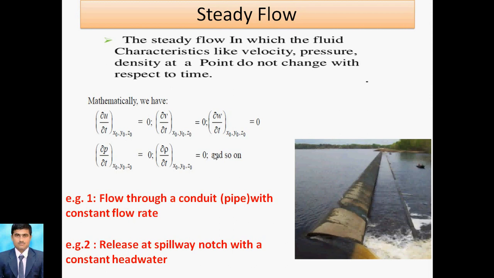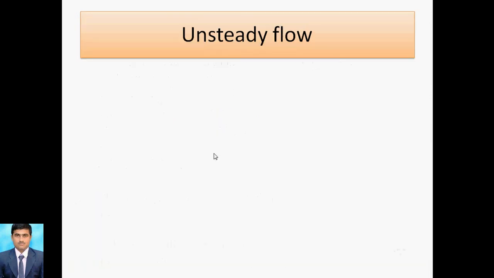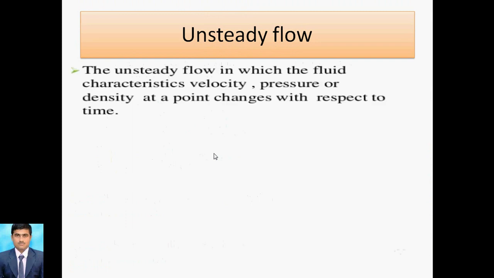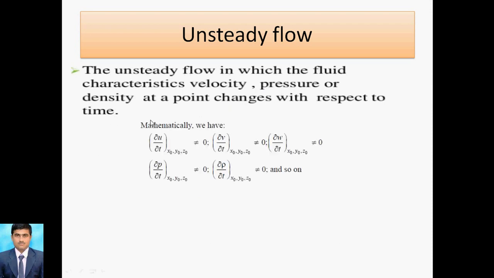So now the next term, that is unsteady flow. It is the opposite of steady flow. Unsteady flow is defined as the fluid characteristics, velocity, pressure and density, changing with time. That means mathematically we can write it as not equal to 0, right? So for velocity we can write, in x direction ∂u/∂t, for y direction ∂v/∂t, then z direction ∂w/∂t. We take not equal to 0.